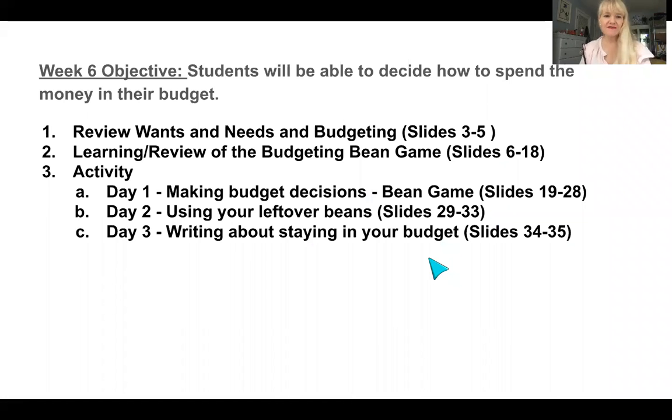So the objectives this week, we're going to decide how to spend our money. First, we're going to review wants and needs and budgeting, and we're going to use the bean game to help us practice budgeting. We'll have 3 activities, just like we always do. And in our slides together today, we're going to talk about budgeting using the bean game.